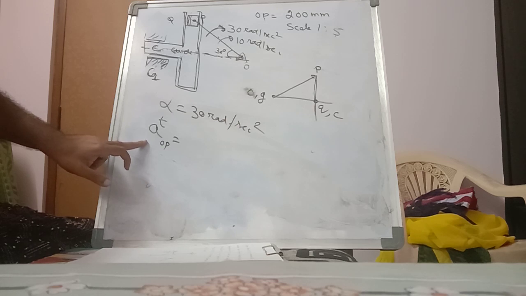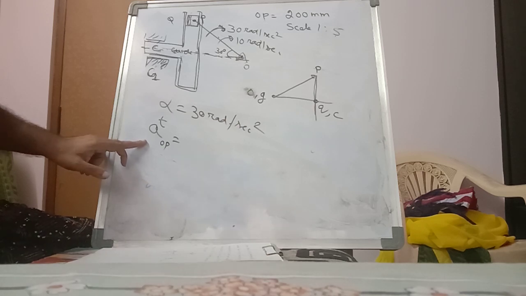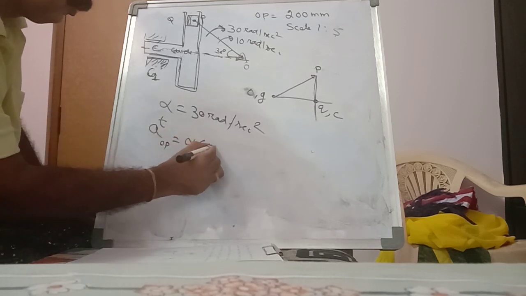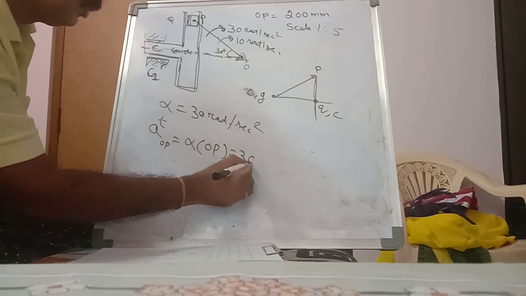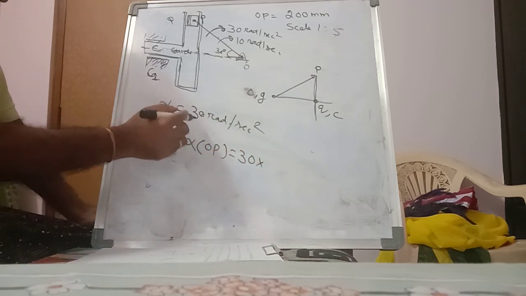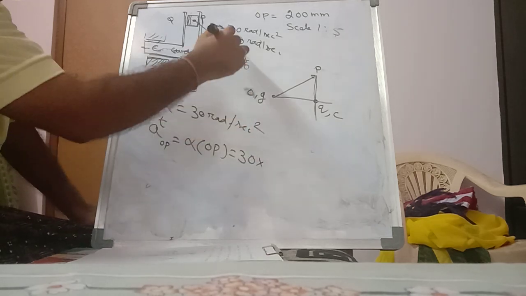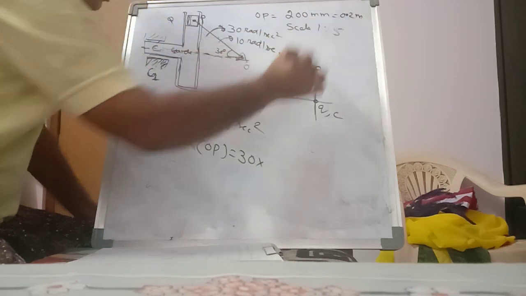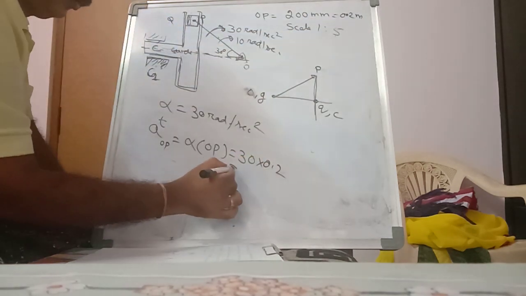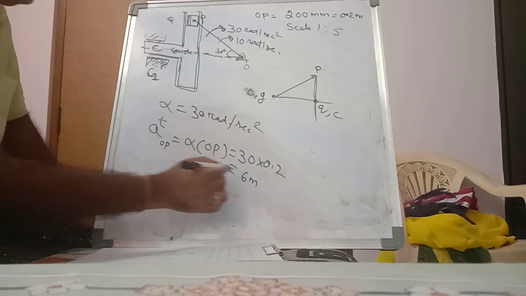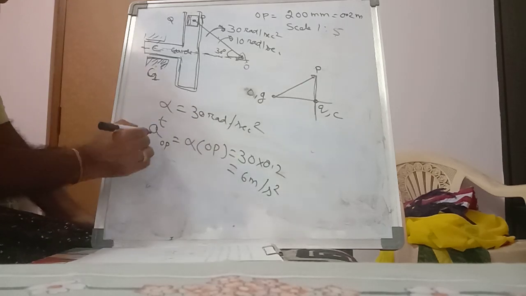So the tangential component AT is equal to alpha into OP. What is the alpha value? 30. What is the OP length? 200 mm, 0.2 meters. So 30 into 0.2, which is equal to 6 meters per second square. So that is the AT.